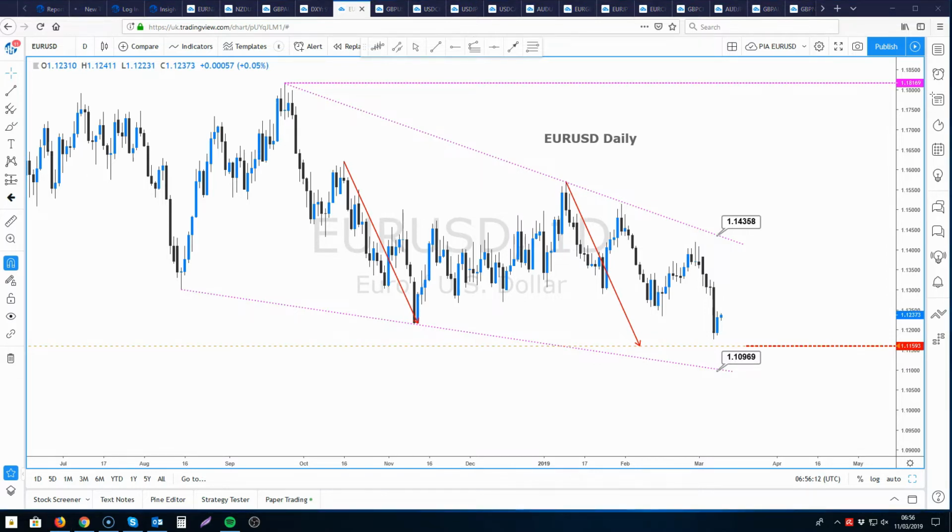Today we've got resistance at 1.13, the figure. We've got support at 1.1160, and then all the way down to 1.1090 ish.